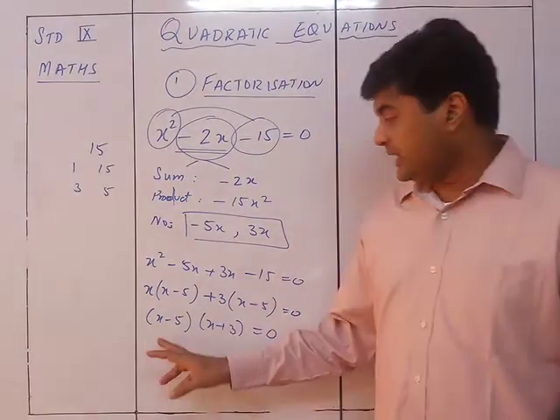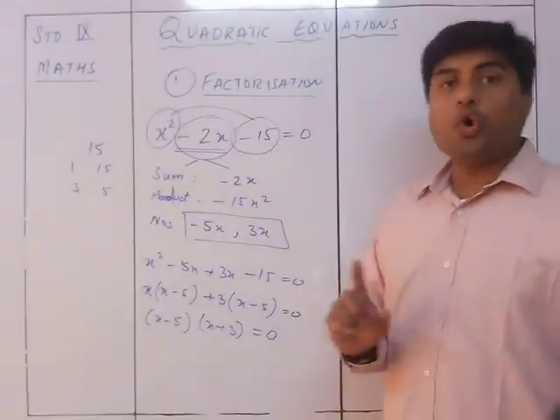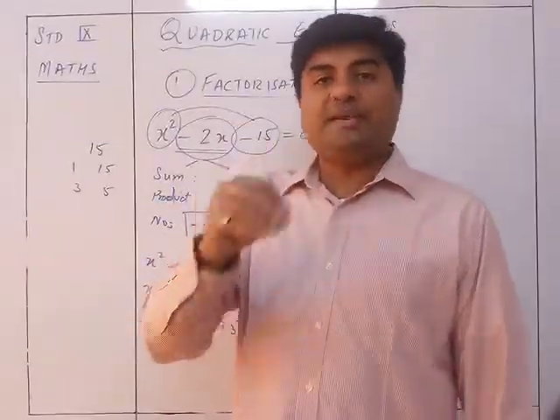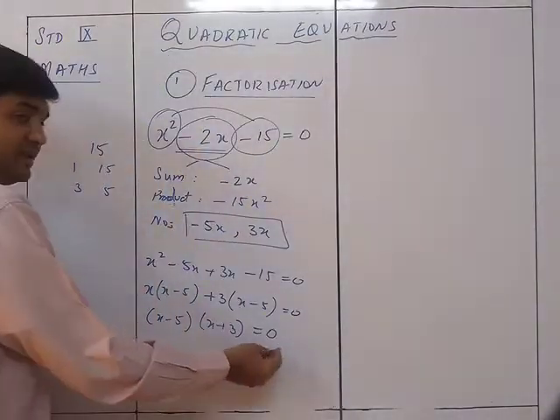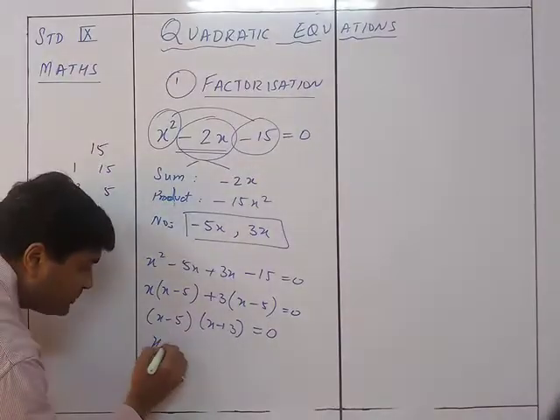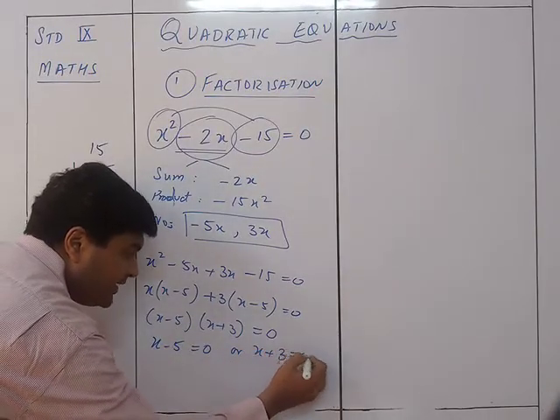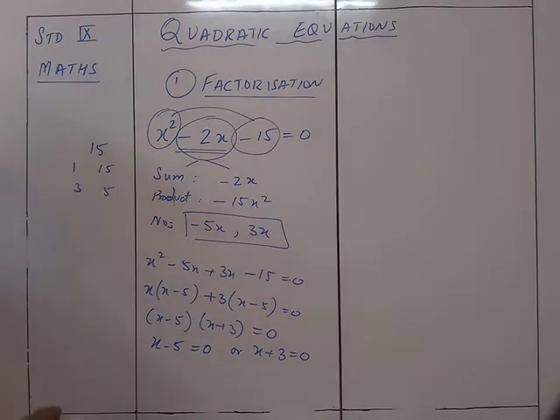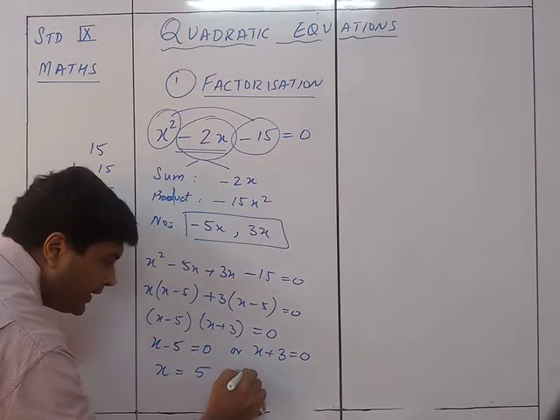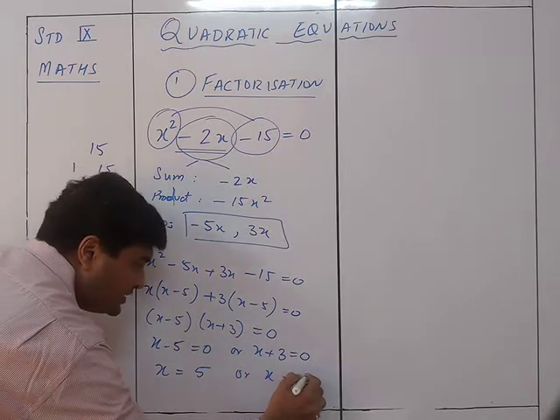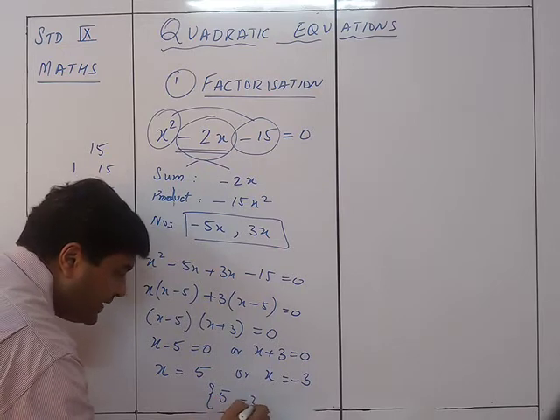Means either this is 0 or this is 0, because only if something multiplied by 0 is 0. So when you are given that the resultant of this is 0, it means x minus 5 could be 0 or x plus 3 could be 0. Hence the value of x could be 5 over here, or x is equal to minus 3 over here. So you get the solution set as 5 and minus 3.